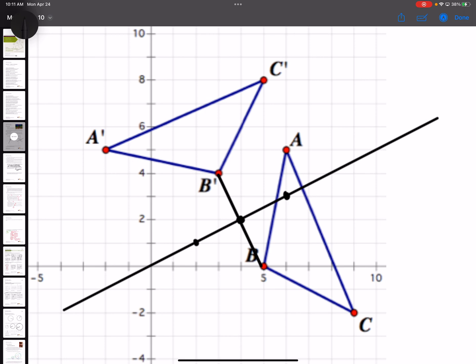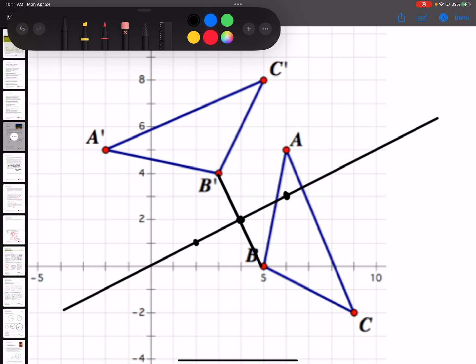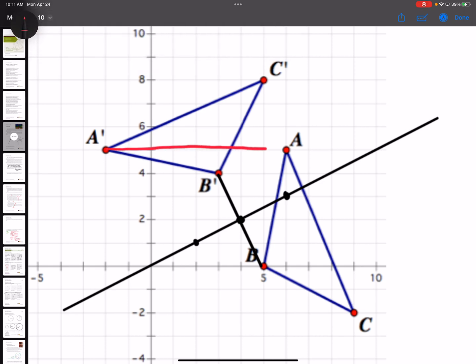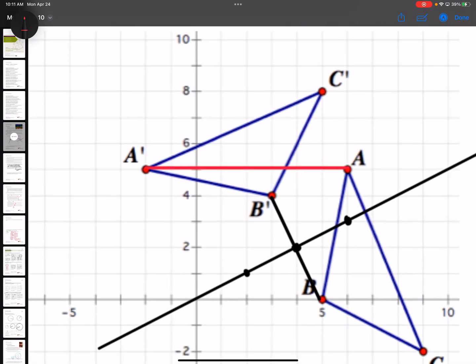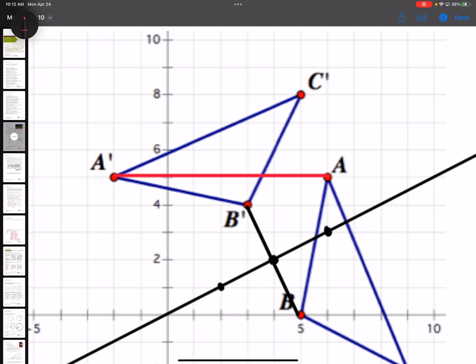But I need the point that is equidistant from all of these vertices, not just that one, right? So let's do the next one. Let's do A to A prime. Do this one in red. What's the slope of this one? This is a funny thing. It doesn't have one, right? It's just a horizontal line. So what kind of line will be perpendicular to this? An undefined slope, which is another way to say a vertical line. Very good.